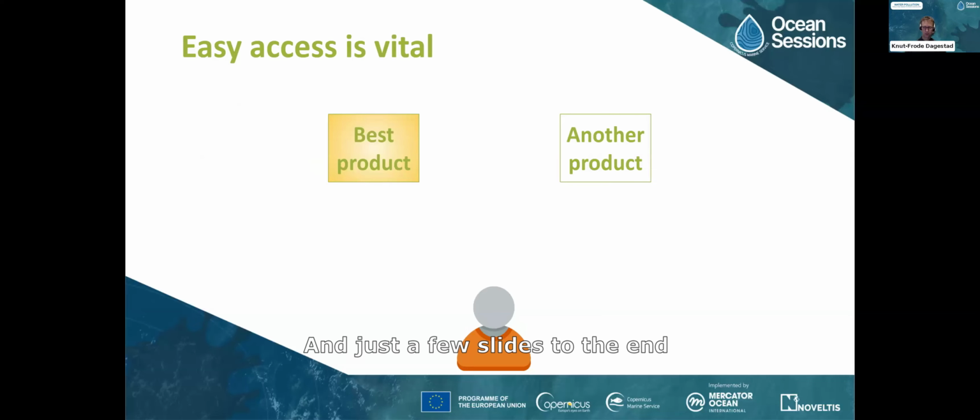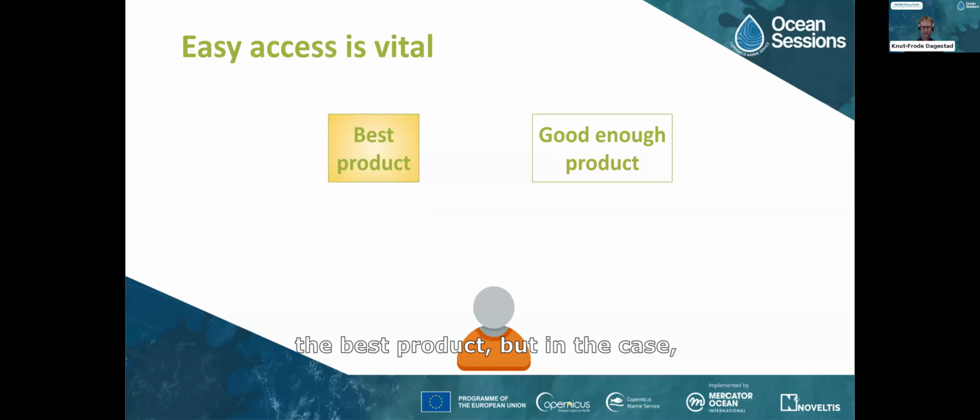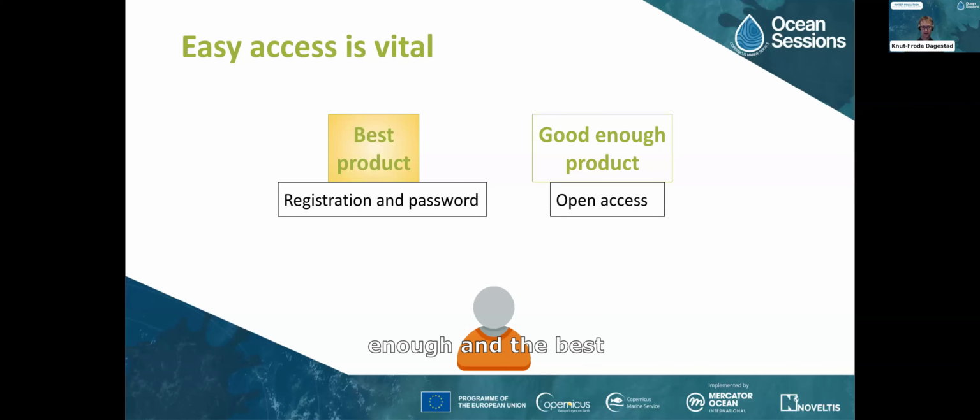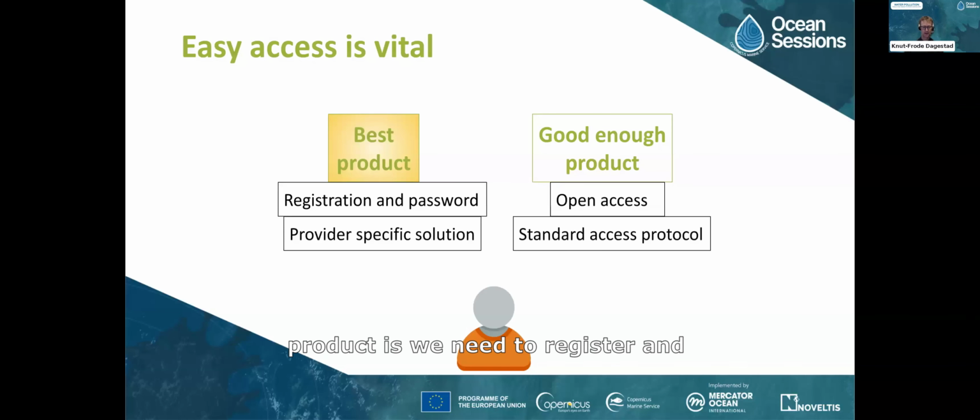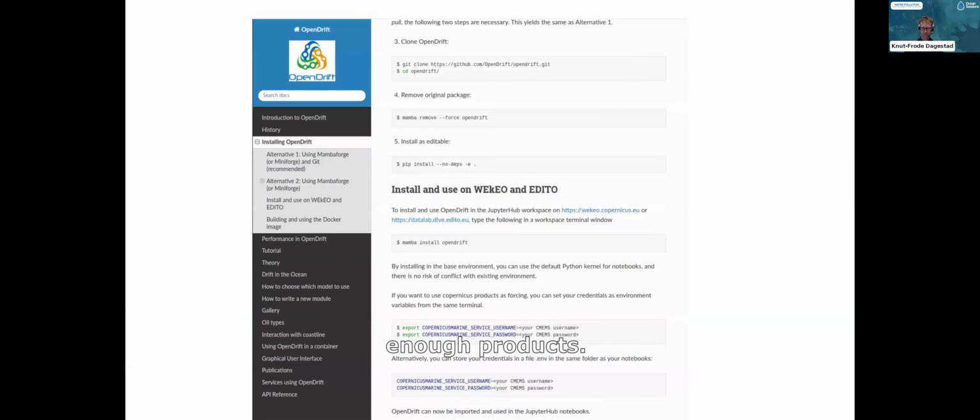And just a few slides to the end about easy access, which I think is, in my opinion, vital, because if you have a best product and another product, you would naturally choose the best product. But if the other product is good enough and the best product needs you to register, and there's a password and a specific solution, but the good enough product is more easily available, many users, including myself, would actually use the good enough product.